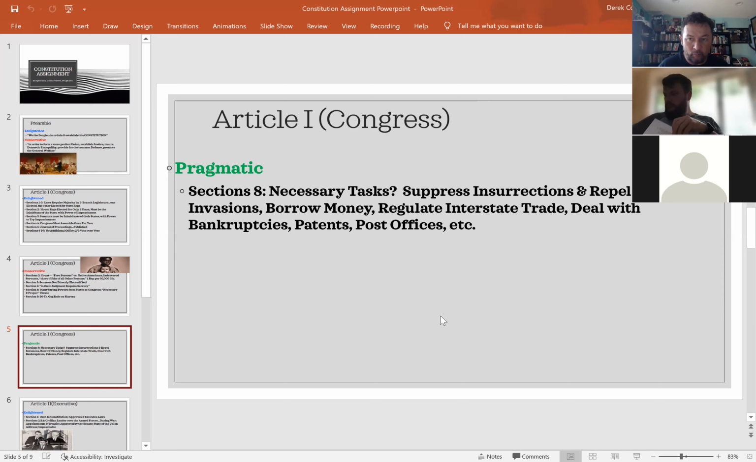But notice the bottom one. At the bottom of this, this arguably could be considered pragmatic, and you could defend that in a sentence or two, or it could be considered very conservative. Notice at the bottom, to make all laws which shall be necessary and proper for carrying into execution the foregoing enumerated powers that were specified before that.